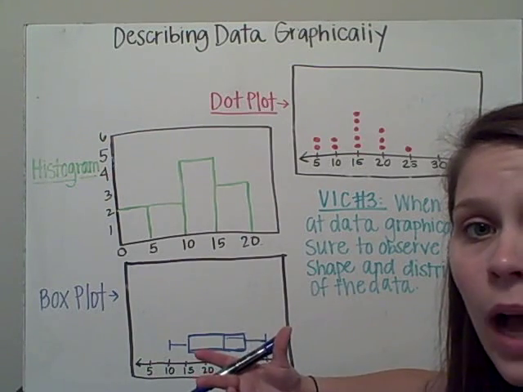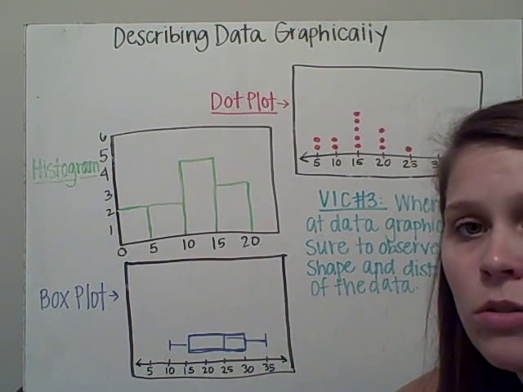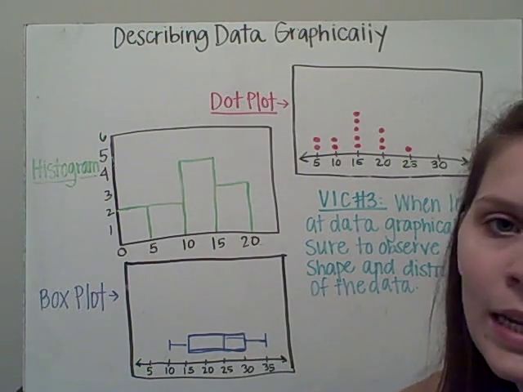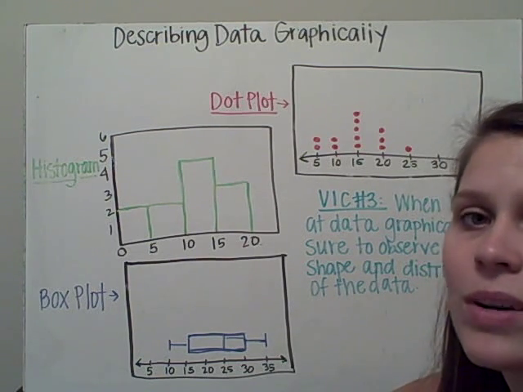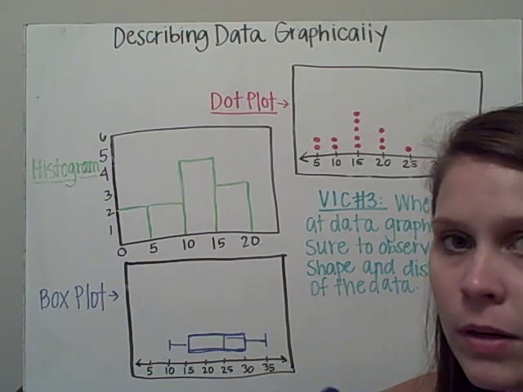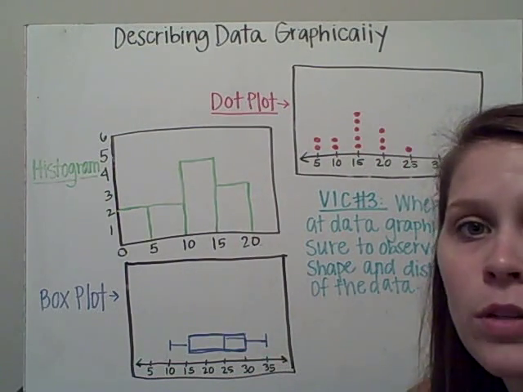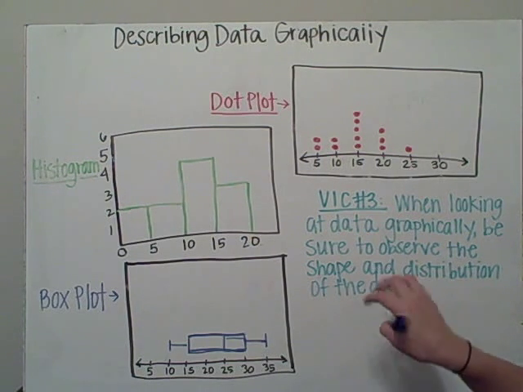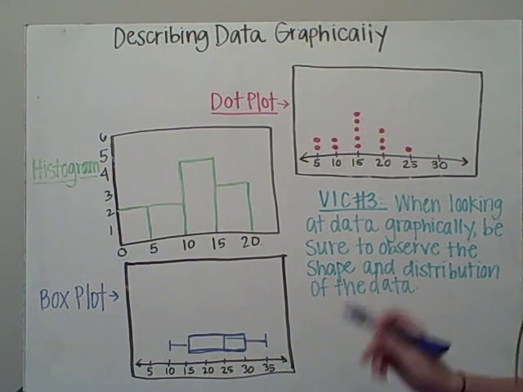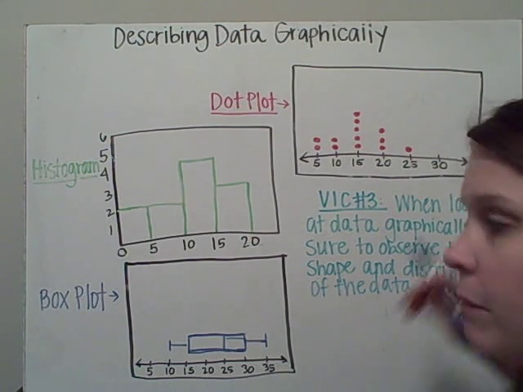And a box plot is also used to display statistical data, and we use the median as our main focal point in describing this data. Now, we will get into more detail about all three of these later, but these are the three main ones that we will focus on. VIC number 3 states that when looking at data graphically, make sure that you observe the shape and distribution of the data. That will be important in our videos to come.